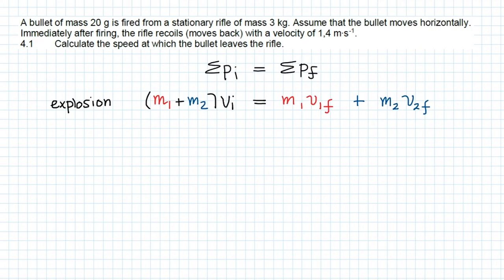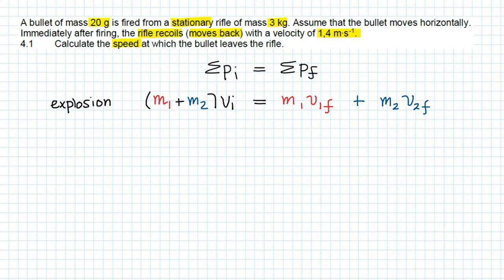Let's now look at an example involving an explosion. This question says a bullet of mass 20 grams is fired from a stationary rifle of mass 3 kilograms. Assume that the bullet moves horizontally. Immediately after firing, the rifle recoils. This means the rifle moves back with a velocity of 1.4 meters per second. Calculate the speed at which the bullet leaves the rifle.